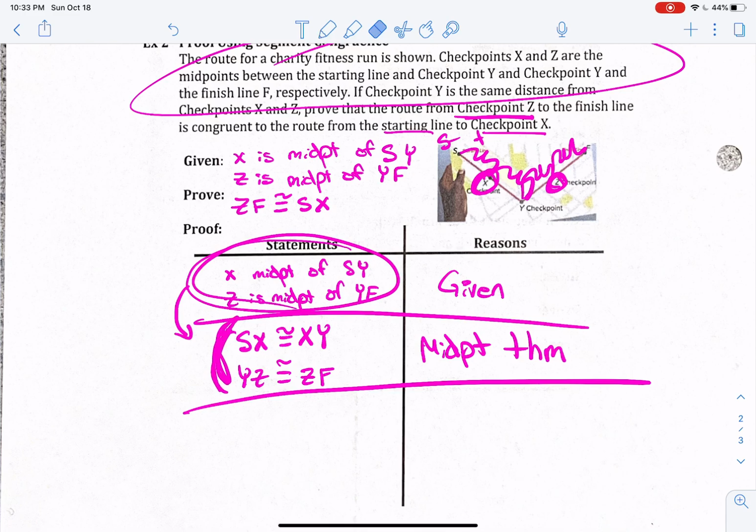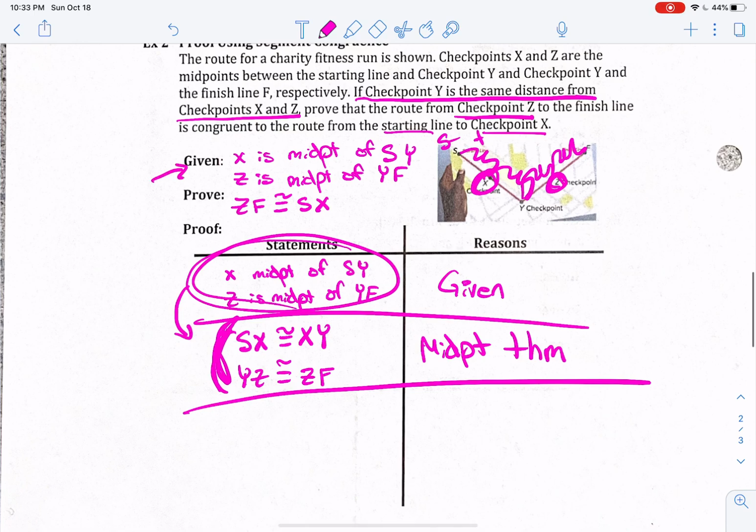There's one more piece of given information that we forgot to write down that's really important. It says Y is the same distance from checkpoints X and Z. I'm going to put that over here. So Y is the same distance to checkpoint X as checkpoint Z. That is like saying that XY, the distance from X to Y, is congruent to the distance from Y to Z. This distance here is the same as this distance here. They said it in words, but we're going to write it in symbols. XY is congruent to YZ.